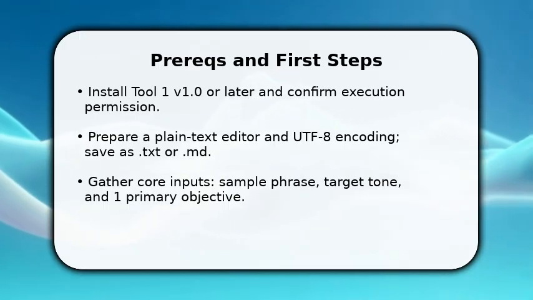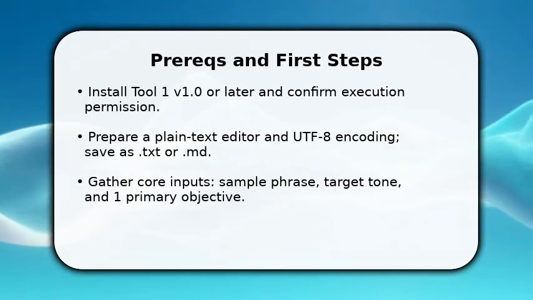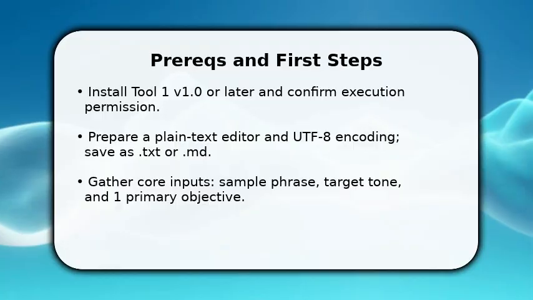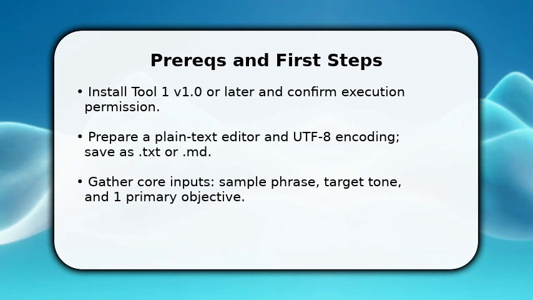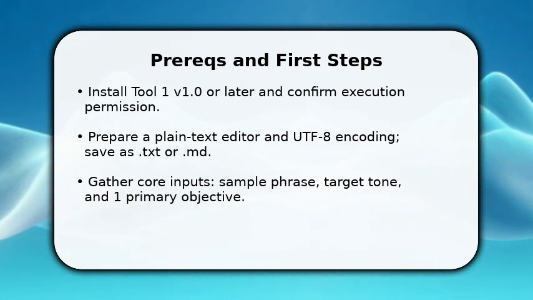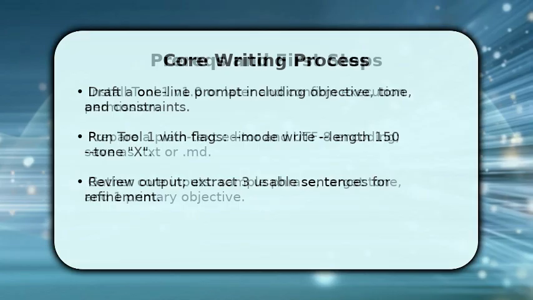You should collect 3 essentials now: a concise sample phrase that represents your goal, the target tone in 1 word, and 1 clear objective. Begin writing immediately. Do not overprepare. These concrete items let you run the first test and observe real output quickly, so you can iterate. Now you move into the core process.